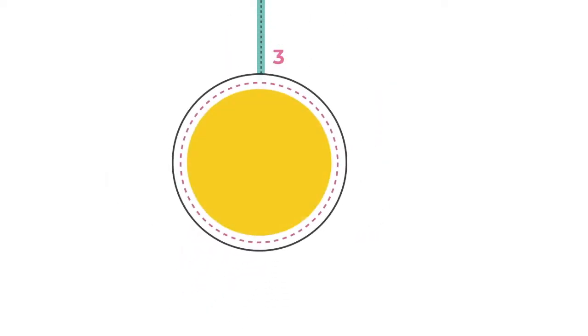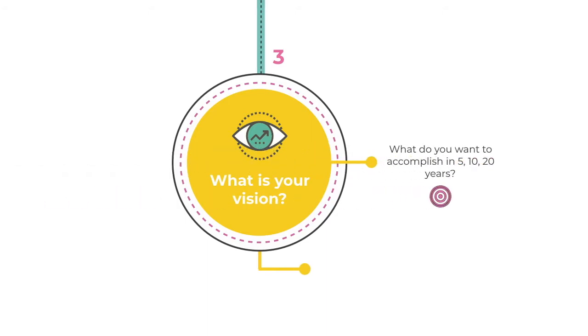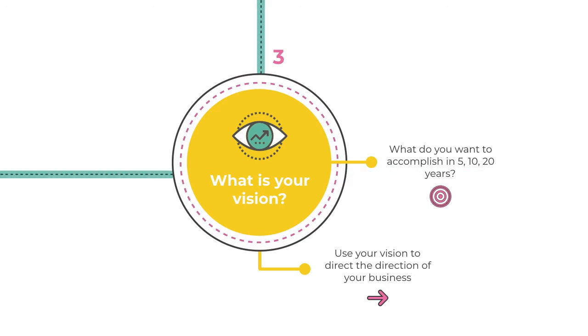Step 3. Ask yourself, what is your vision? Making a list of what you want to accomplish in 5, 10, or 20 years. Then using this vision to direct your business.